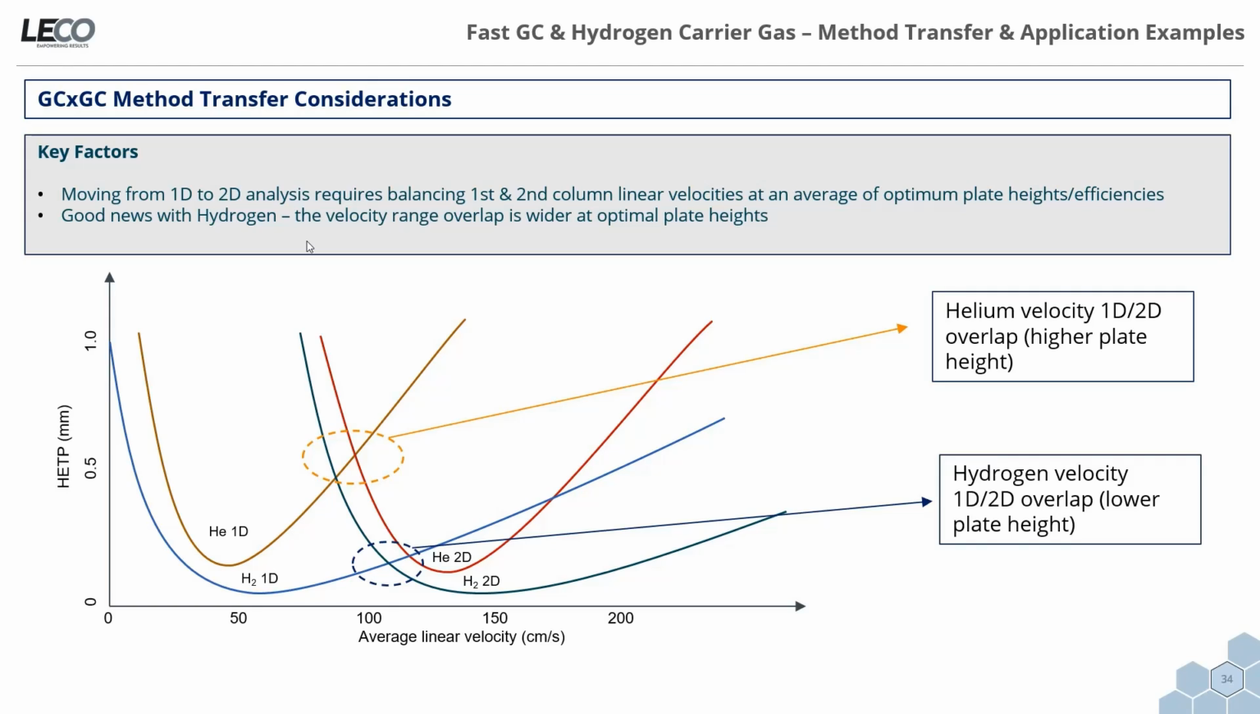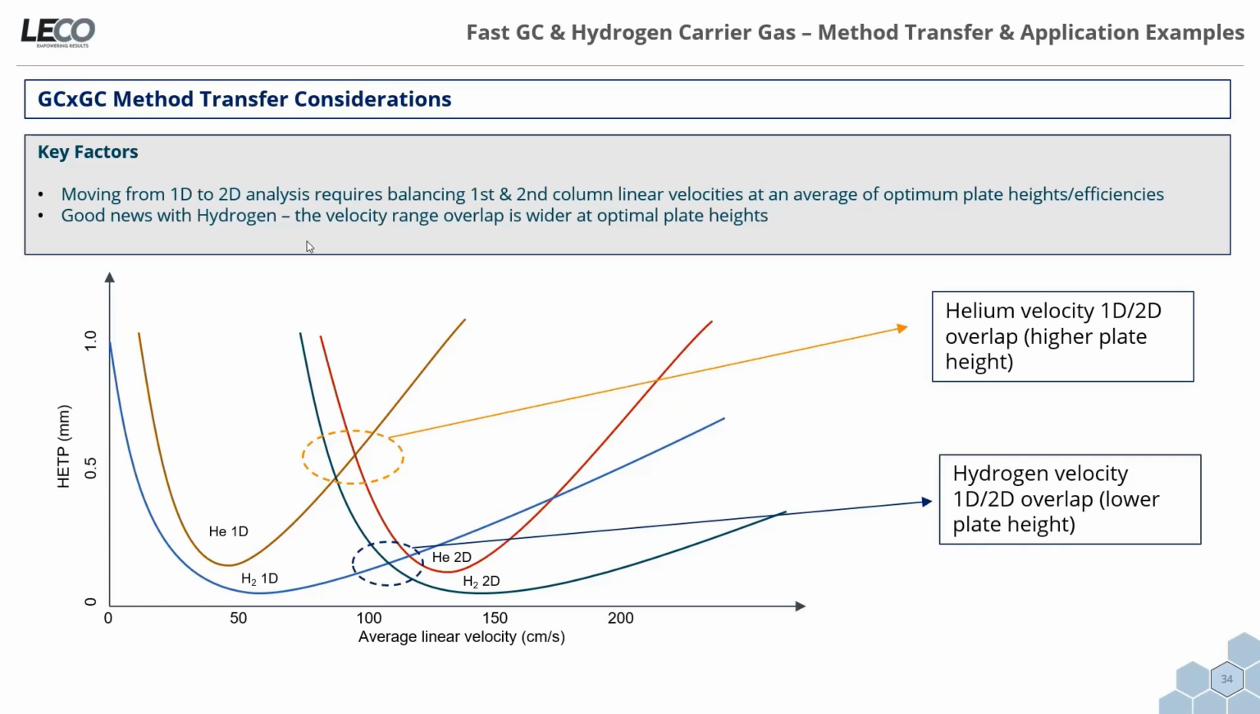And one thing to note is that many people, when they move from a one-dimensional separation to a two-dimensional separation, it's quite common that people will use their one-dimensional flow and pressure conditions without adaptation to take into consideration the increased velocity in the second dimension. However, we can reach quite increased performance. We can improve the performance if we calculate the optimal conditions for the first and the second column.